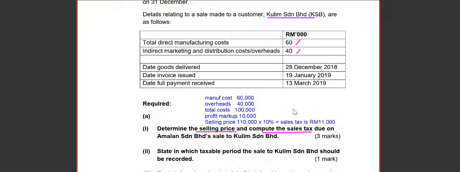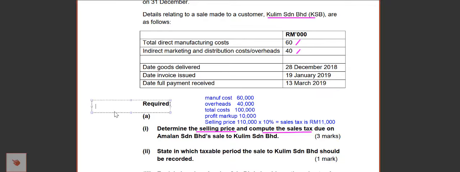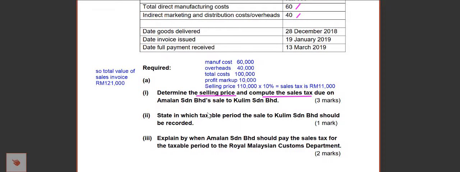Okay, so the amount that you have to sell, the total value of your sales invoice must be 121, because you must charge back the sales tax on your customer. So 121 is the total amount you sell. I think maybe we should just call this the selling price. All right, so the amount that you must charge is 121.